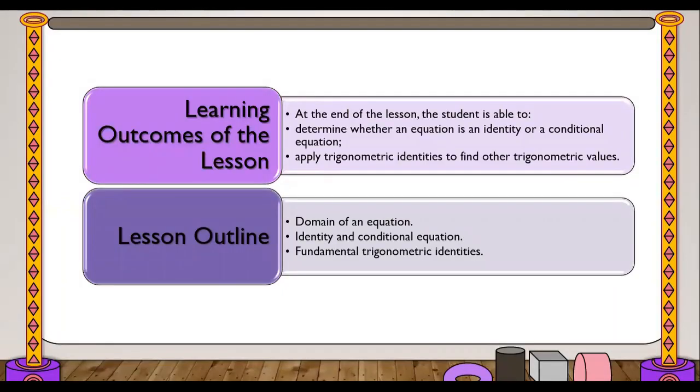Learning outcomes of the lesson. At the end of the lesson, the student is able to determine whether an equation is an identity or a conditional equation, and apply the trigonometric identities to find other trigonometric values. So, ang ating outline ngayon ay about the domain of an equation, identity and conditional equation, and fundamental trigonometric identities.